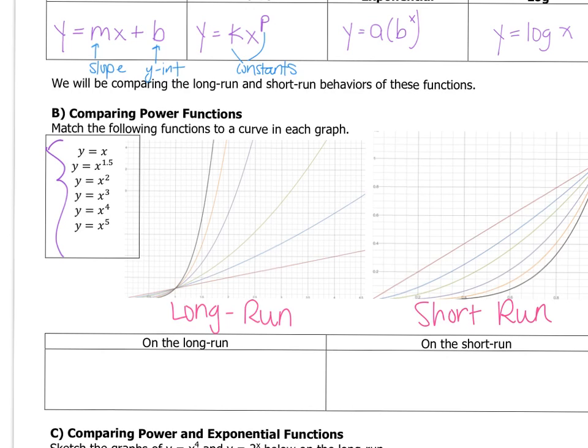Alrighty, so what I want you guys to do is stop the video. Take a couple of minutes. You are going to match these functions to one of the graphs in each of these. So you'll use these functions here, and then you'll also use them here.